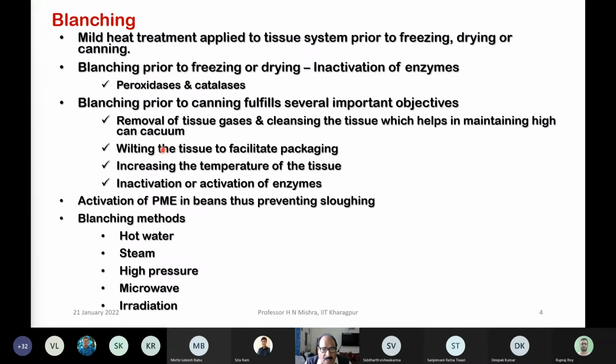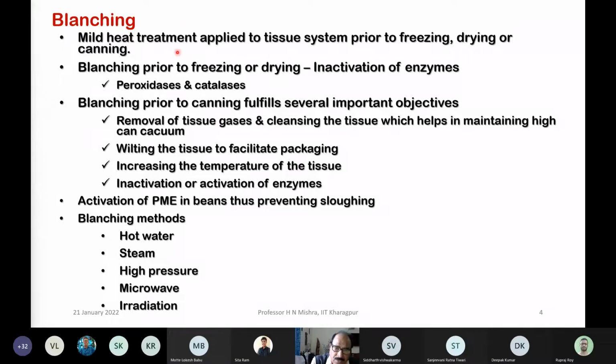Then we come to blanching. Blanching is a very important commercial process. It is basically a pre-treatment. Most of the canning, drying, and freezing industries use it before their actual processing. The plant tissues or animal tissues, prior to freezing, drying, or canning, are exposed to a mild heat treatment. This mild heat treatment applied to tissue systems prior to freezing, drying, or canning is known as blanching.